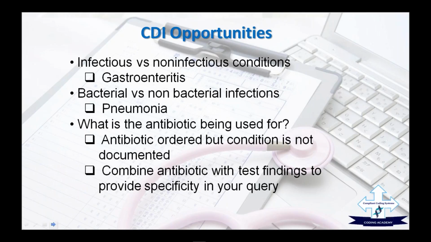Okay, so what else do we have here? What is the antibiotic being used for? Antibiotic being ordered, but condition is not documented. So that's the one thing that we talked about. Combine antibiotic with test finding to provide specificity in your query. So that's a very good example that you just brought out. Thank you, Della. So, you have findings, you have symptomology, and you have treatment, but the documentation is not there.